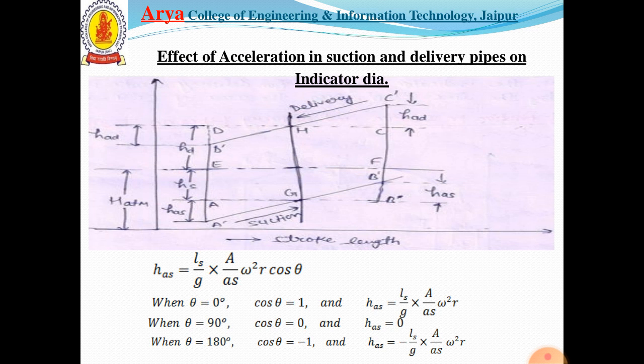When theta equals 0, cos theta becomes 1, or we can say HAS equals the maximum, which is equal to LS upon g into A upon AS into omega square r. When theta equals 90, cos theta becomes 0, and we can say HAS equals 0. When again theta equals 180, cos theta becomes minus 1, and we can say HAS equals minus of LS upon g into A upon AS into omega square r.